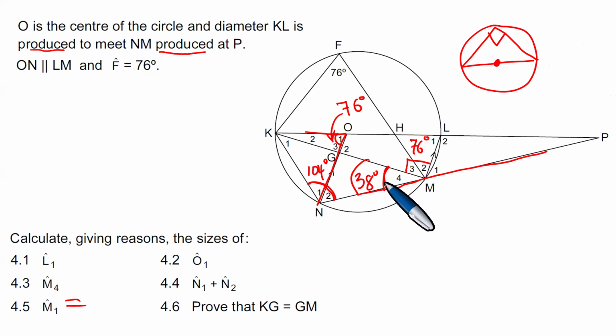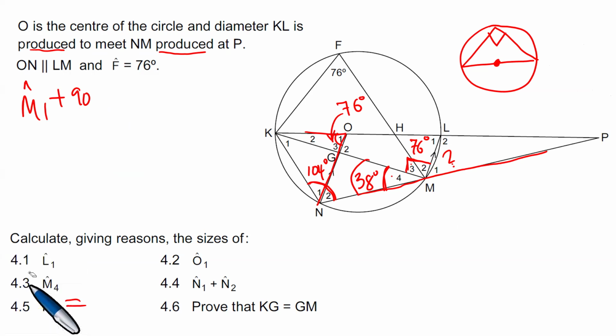So this one is already 38. This one is already 90. What must this one be? Because we must add this and this and this to get 180 degrees, because this is a straight line. So in other words, angle M1 plus 90 degrees.